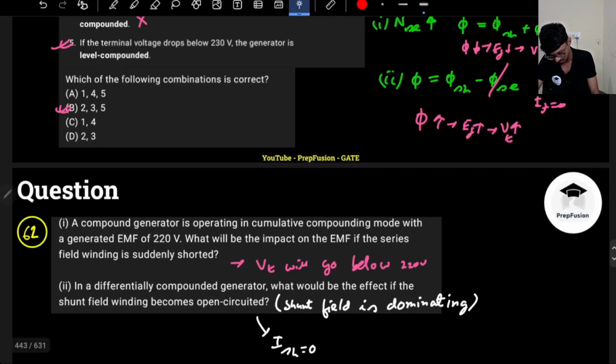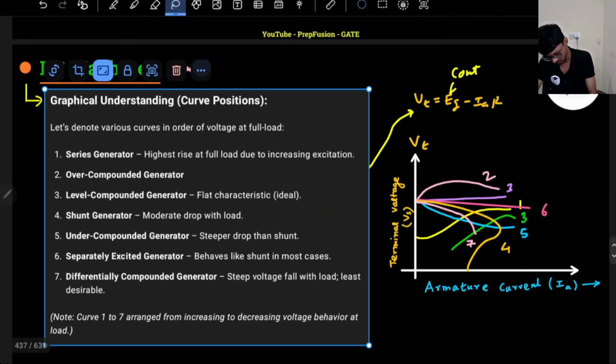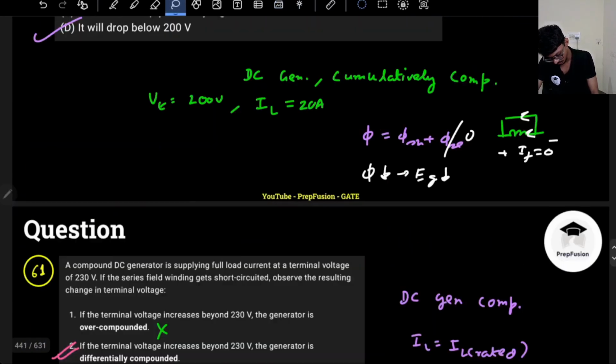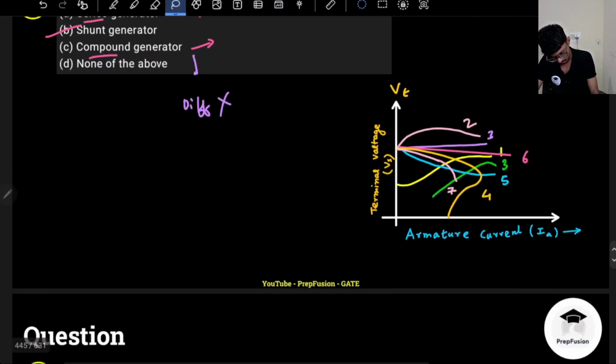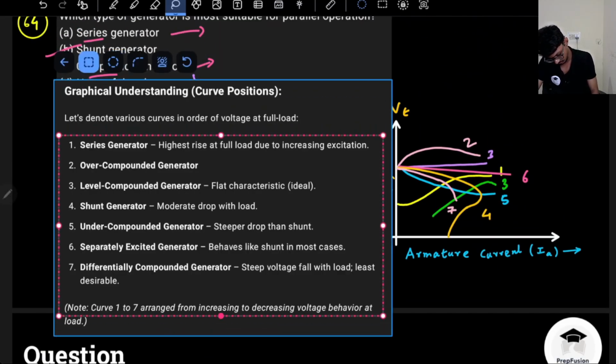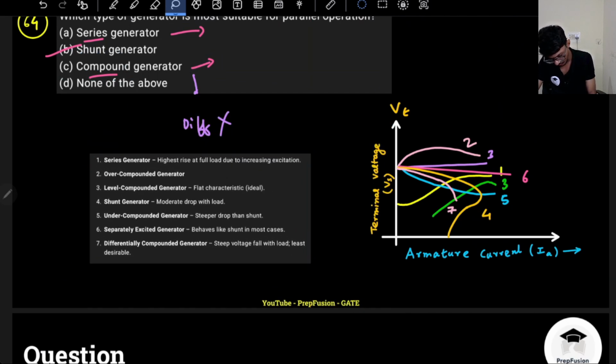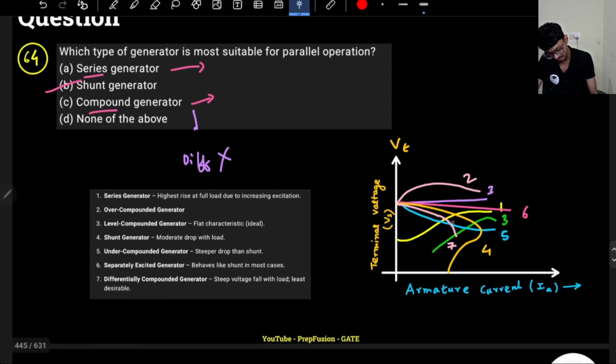Let me just bring this numbering as well, otherwise you will be confused. So in case of differential, if we see the seventh one, there is huge voltage variation with load variation. In case of series, there is also huge voltage variation with respect to load variation. So I cannot use those in parallel. In parallel, voltage must be constant.